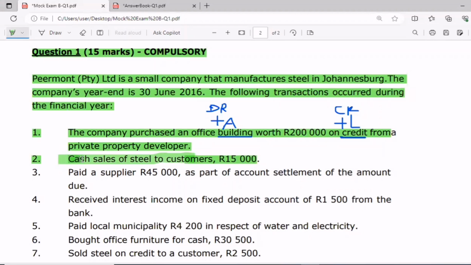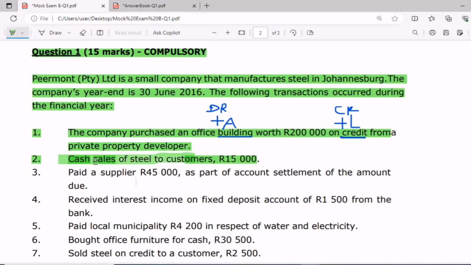So guys, every time when you see cash in the transaction, you should know that the bank is affected. So this cash that we have received from customers will be deposited into the bank account. So bank is the first account that is affected by this transaction, and the sales is the second account that is affected. So 2 accounts affected, it's bank and sales.